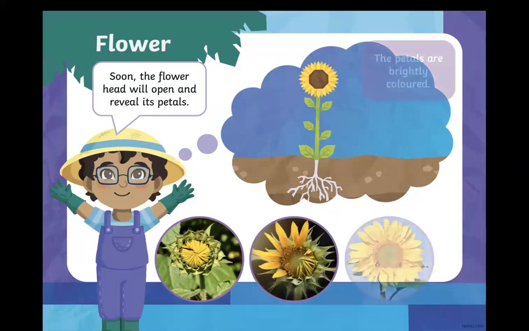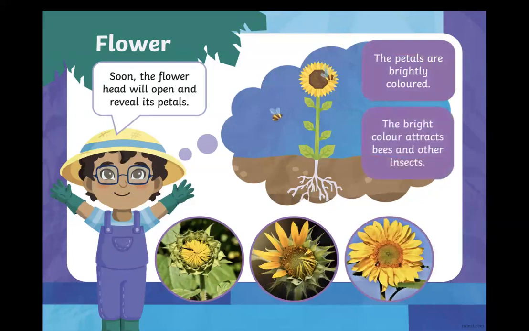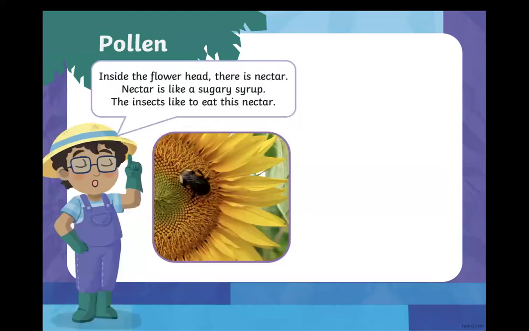That is opening slowly. And the petals are brightly colored. The bright color attracts bees and other insects, butterflies also. The pollen is inside the flower. Inside the flower head, there is nectar. Nectar is like a sugary syrup. The insects like to eat this nectar.